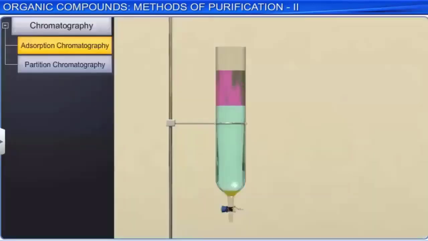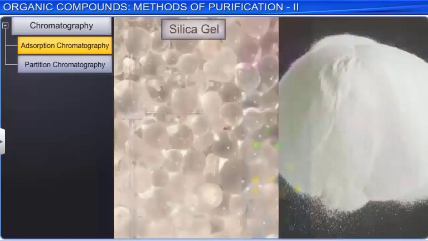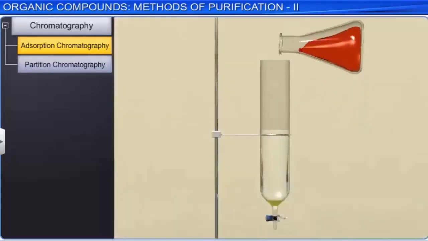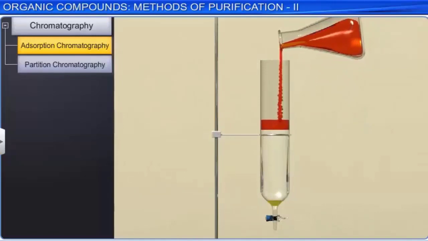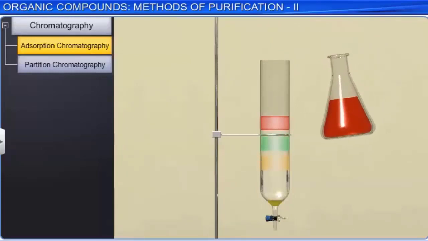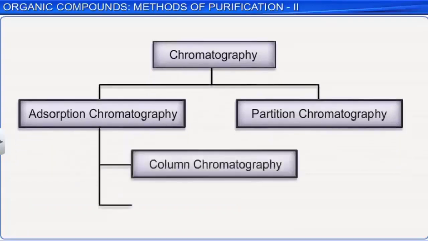Adsorption chromatography is based mainly on the differences between the adsorption affinities of the different compounds in a mixture on commonly used adsorbents like silica gel and alumina. When the mobile phase is allowed to run over the adsorbent, the components in the mixture move by varying distances over the stationary phase. Based on the principle of differential adsorption, adsorption chromatographic techniques are of two types, namely, column chromatography and thin layer chromatography.